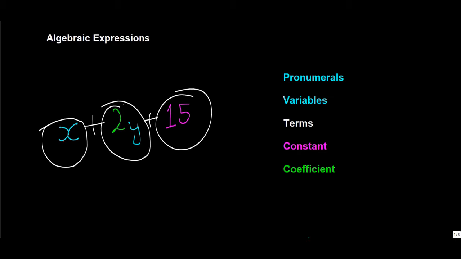Now I'll give you a question to try and work out from this equation. If I write 15x plus 2y plus 3, I want you to work out the number of terms, then the coefficient of the x and the value of the constant. Now I'll give you the answer.